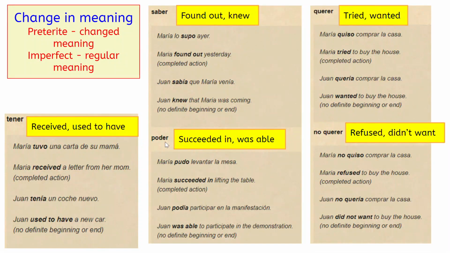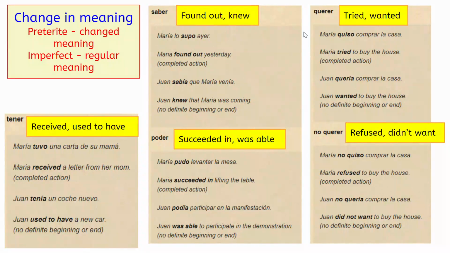Poder. Poder means to be able to. When used in the preterite, the meaning changes to succeed in. María pudo levantar la mesa. María succeeded in lifting the table. And then in the imperfect, it has its original meaning. Juan podía participar en la manifestación. Juan was able to participate in the demonstration.